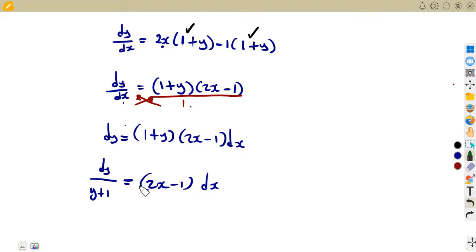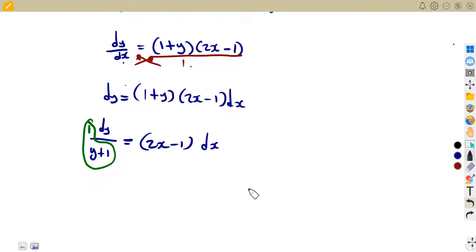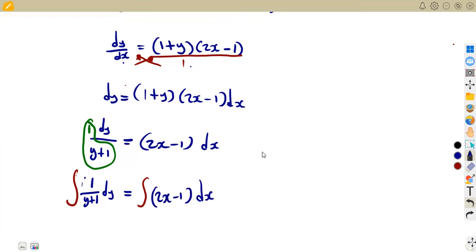Take note on your integration there. This is same as 1 over y plus 1. It's the same thing. So it simply means here, if you do not want to confuse yourself, you are going to write it as the integral. Since you are going to introduce the integration, you're going to have the integral of 1 over y plus 1 like this with respect to y, which is equal to the integral of 2x minus 1 with respect to x. So that is the idea of this part.